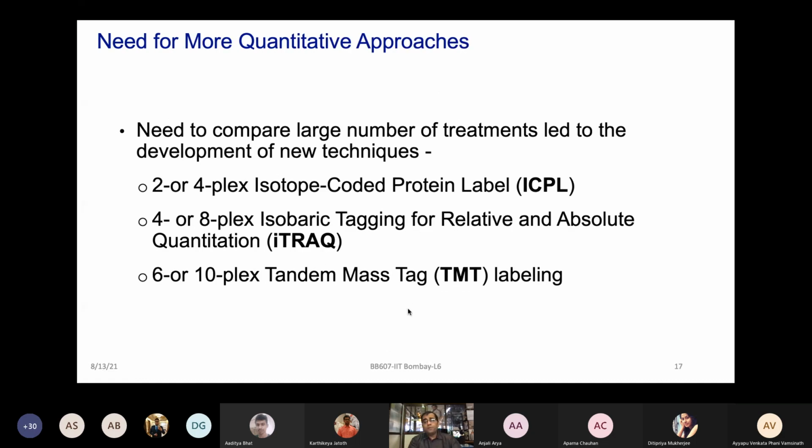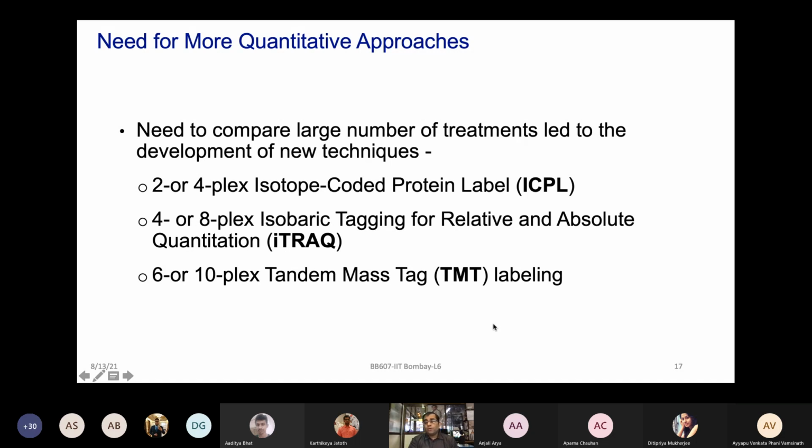So this actually was a very important discovery, very important scientific work, which showed that mass spectrometry based shotgun proteomics and quantitative proteomics is possible. However, that led to the opening of many new techniques, which include the isotope coded protein labels, ICPL, or iTRAQ or TMT. iTRAQ stands for isobaric tagging for relative and absolute quantification, and TMT stands for tandem mass tag.